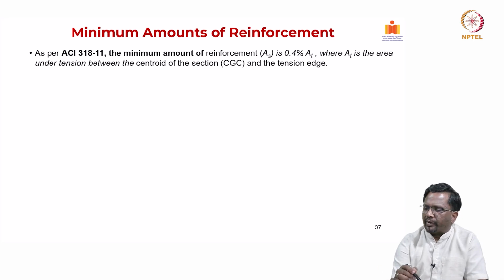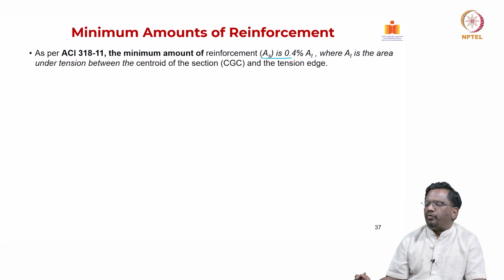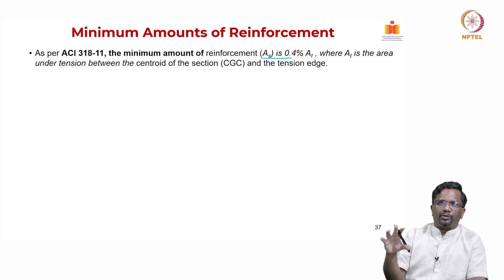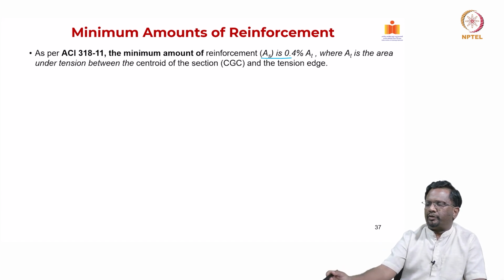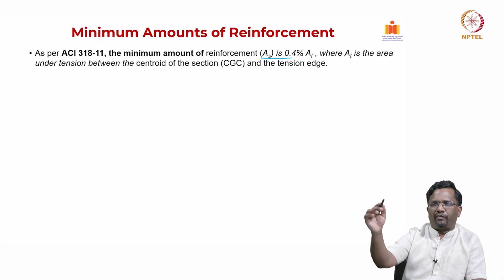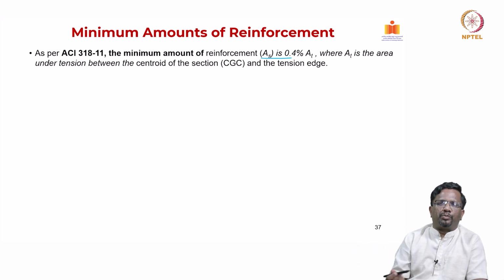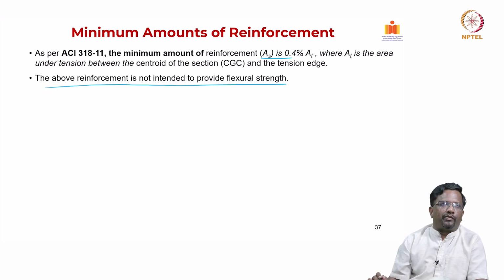Similarly, ACI, if you look at it, the minimum amount of non-pre-stressed steel is 0.4 percentage of AT. Now, what is the area of AT? The definition you see, it is a tension area below the neutral axis. So, in a way, if you assume this AT to be half of the overall area, then it goes back to your 0.2 percentage what we had in the previous slide. Okay. So, again, this above reinforcement is not really intended to provide flexural strength.